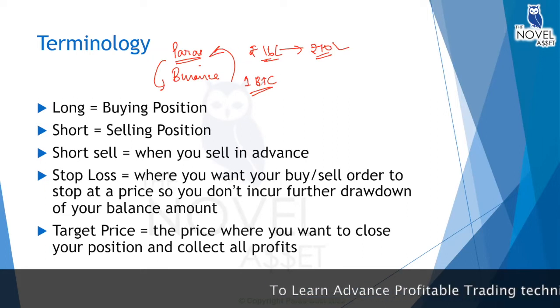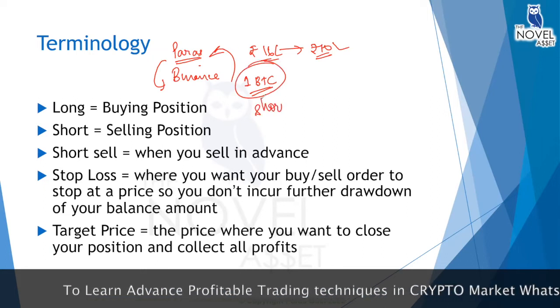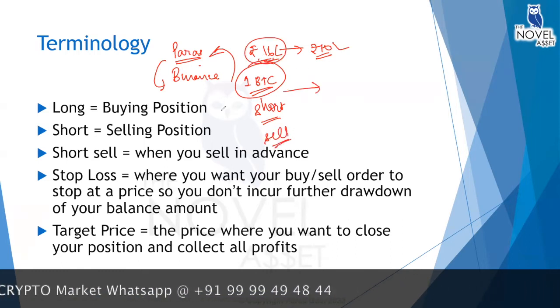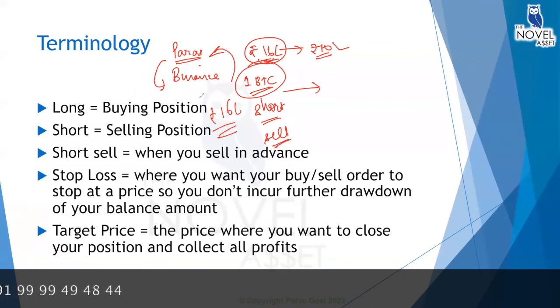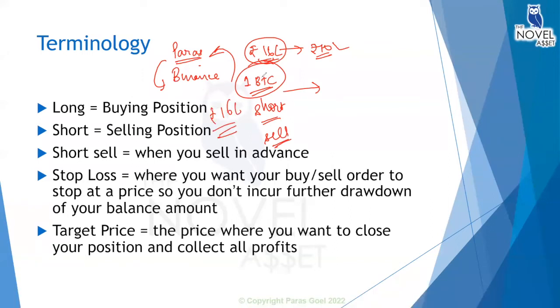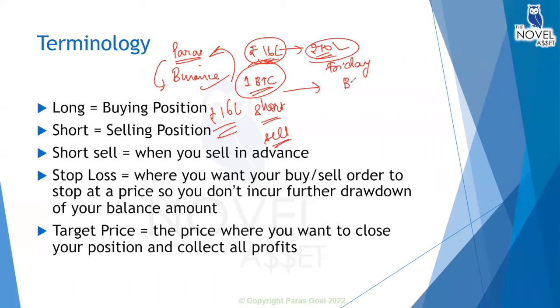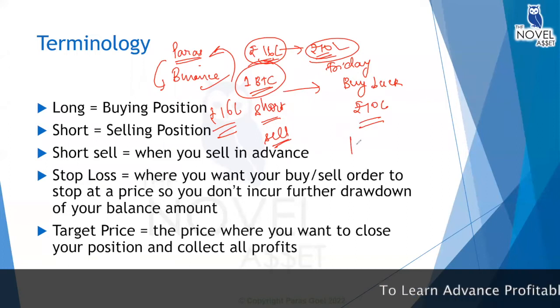Now that I have one BTC, I can short it, that means I can sell it. I sold this BTC at 16 lakh rupees on Monday. Now on Friday, because this BTC was a loan from Binance, I have to return it to that broker. So on Friday, I'll buy back this BTC from the market at 10 lakh rupees and return it to Binance.